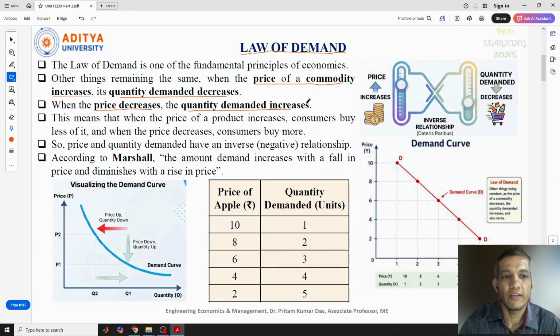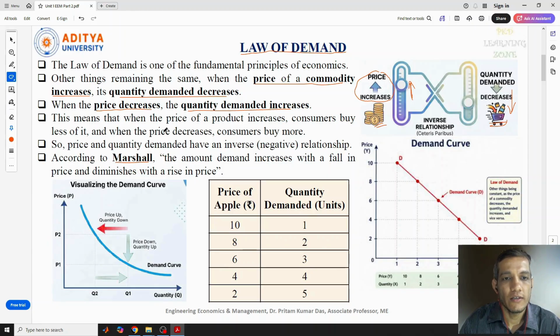What is the meaning of this? That means when the price of the product increases, consumers buy less of it. Similarly, when the price of the product decreases, consumers buy more. That's why when the price increases, you can see that the demand for the product decreases. So both have an inverse relationship. According to Marshall, the famous economist, the amount demanded increases with a fall in price and diminishes with a rise in price. A similar statement, but given in a different way.